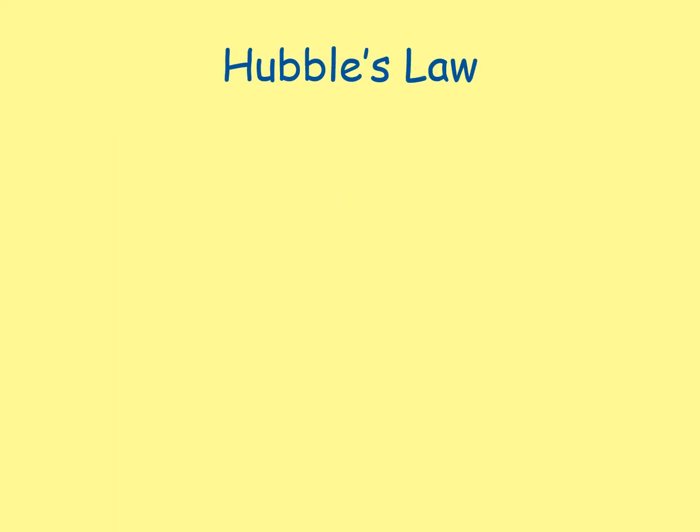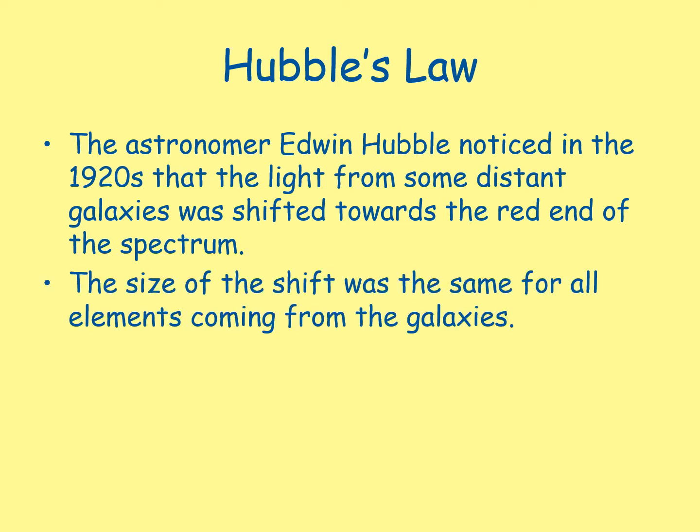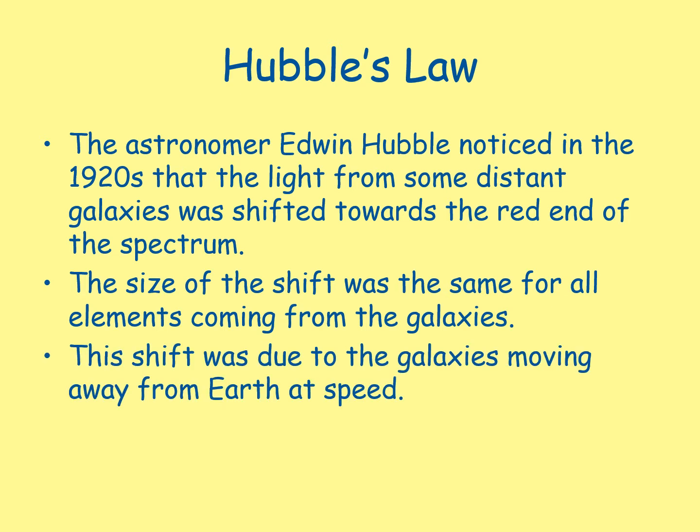Hubble's law. The astronomer Edwin Hubble noticed in the 1920s that the light from some distant galaxies was shifted towards the red end of the spectrum. The size of the shift was the same for all elements coming from the galaxies. This shift was due to the galaxies moving away from Earth at speed.